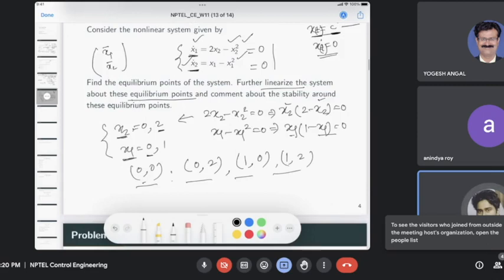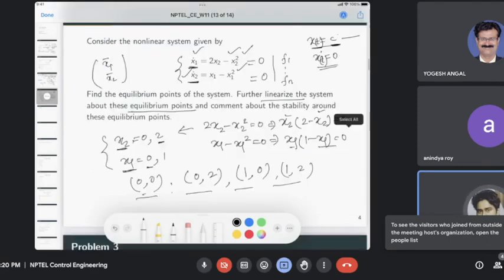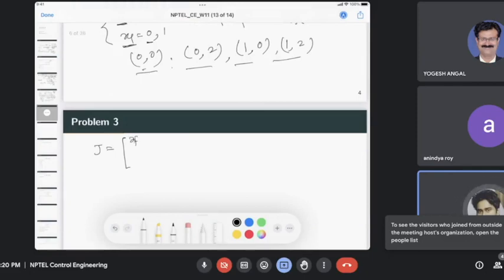If it is n-dimensional, then we have f1 up to fn. Then the Jacobian is defined simply, and there are n state variables. Then we have del f1 by del x1. For the first function, we just take the derivative with all the state variables. Then for the second function, we take the same.